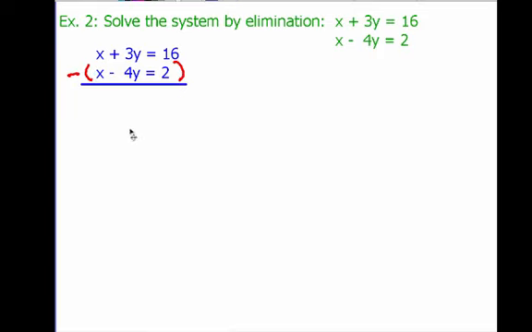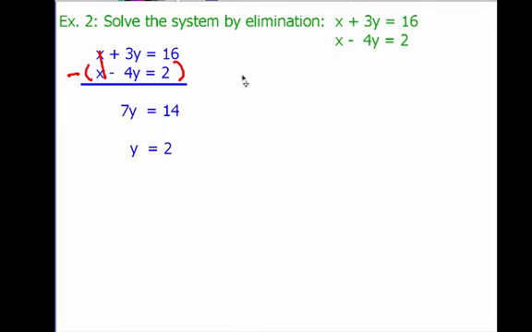All right. So if I subtract, x minus x is 0, that cancels. 3y minus negative 4y is 7y, and 16 minus 2 is 14. All right, realize it's 3y minus negative 4y, same thing as 3y plus 4y. So 7y equals 14. Divide both sides by 7, and I get y equals 2.